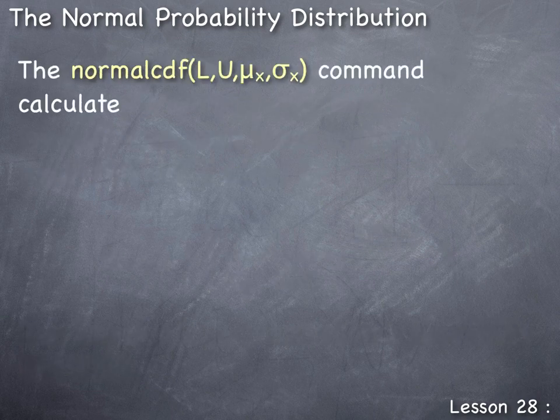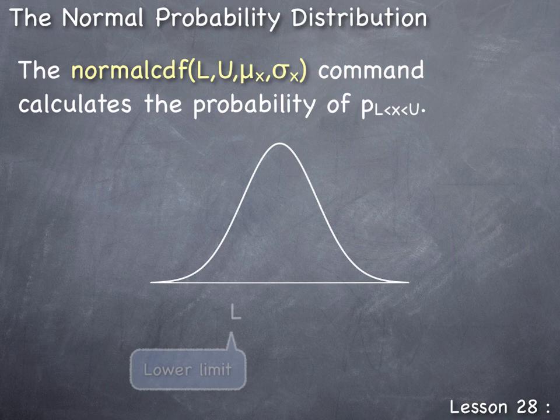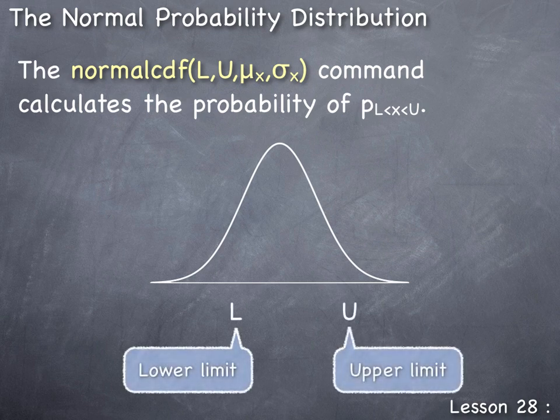The normal CDF command calculates the probability that on a normal bell-shaped distribution the random variable x takes on some value from L, the lower limit, up to a value of U, an upper limit, and all values in between. So the normal CDF command on the TI-84 calculator requires the input of 4 different values.